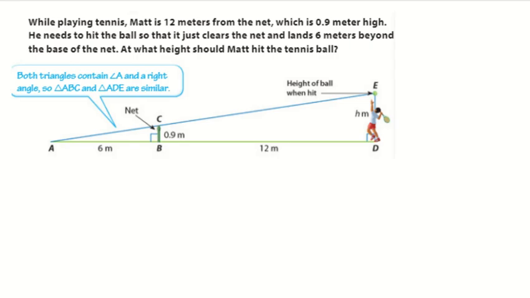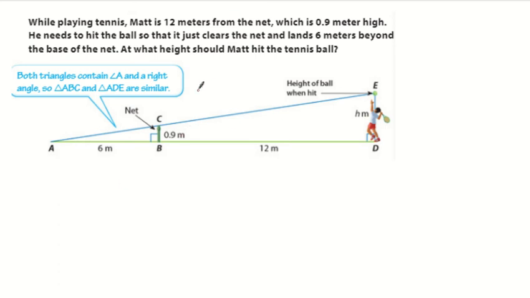Now we're also going to look at similar triangles to find missing side lengths. So while playing tennis, Matt is 12 meters from the net. Here's the net right here, which is 0.9 meters high. He needs to hit the ball so that it clears the net and lands 6 meters beyond the base of the net. At what height should he hit the ball? So we're trying to figure out how tall this side is.